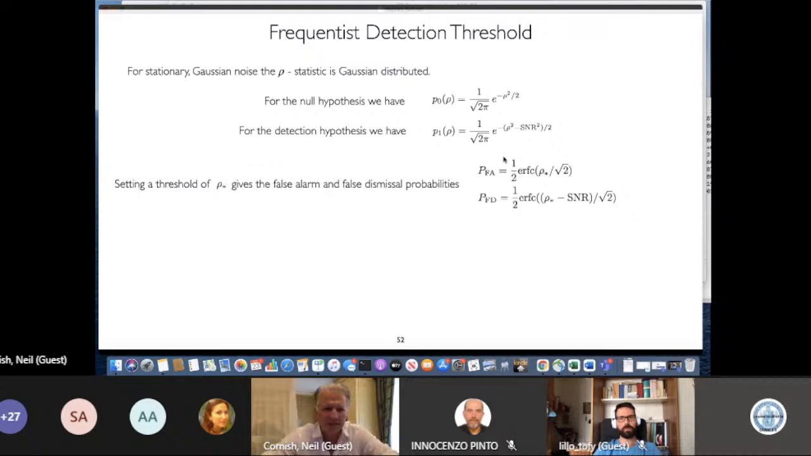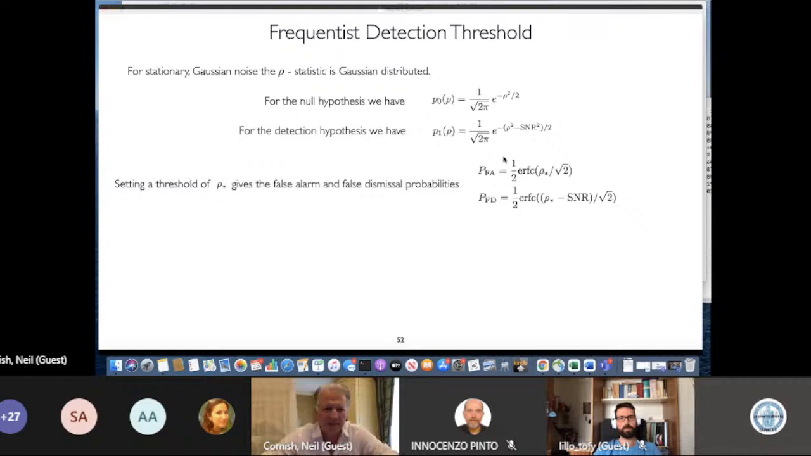Now, in practice, it's not that simple because the data is not Gaussian, and so we cannot just assume these distributions. We have to estimate what the actual distributions of the noise and signal hypotheses are directly from the data.